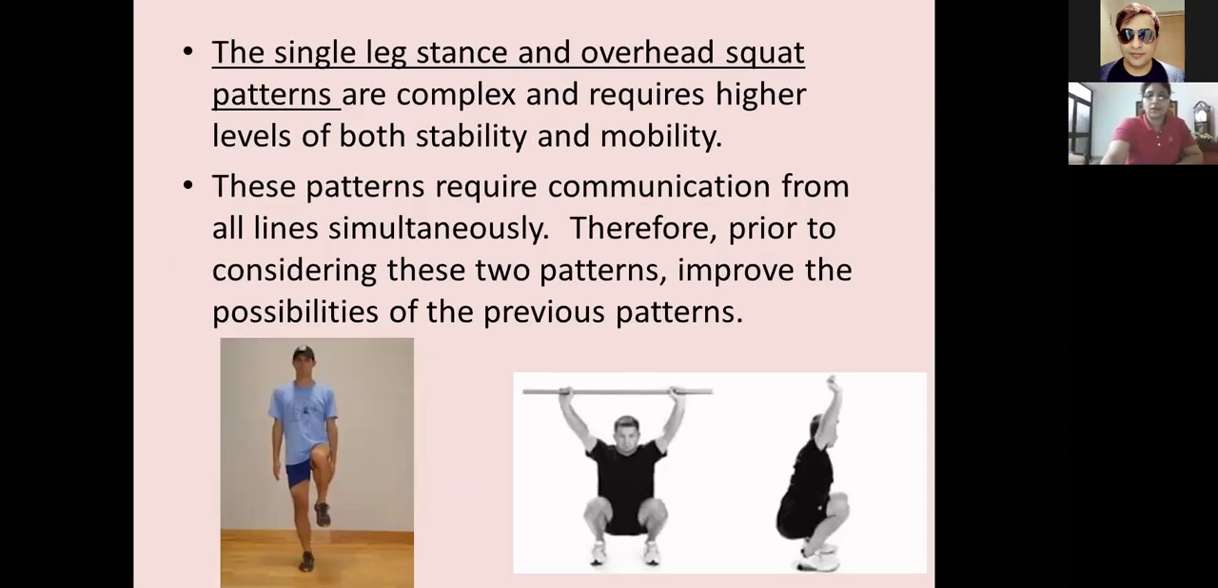Next is the single leg stance or overhead squat pattern. They are complex and require a higher level of stability, balance and mobility. These patterns require communication from all lines simultaneously, because sometimes we are squatting and bending, so the back line would be involved, but we are simultaneously doing an overhead arm, so the front would be stretched. So it involves all these patterns. Prior to these two patterns, we improve the previous patterns. So we do all the tests for forward bending, then backward bending, then the superficial front, superficial back, deep back and arm lines. Then, at last, we do the overhead squat pattern and the leg stance pattern.